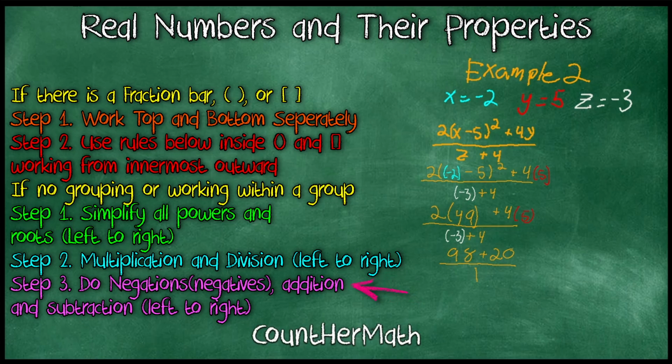And we've moved to our very last step, which is doing addition and subtraction from left to right. So all we have left to do is 98 plus 20 and get 118. And we're not going to write that it's over 1 because that's going to be unnecessary. So our answer is simply 118. Or 118, I should say.